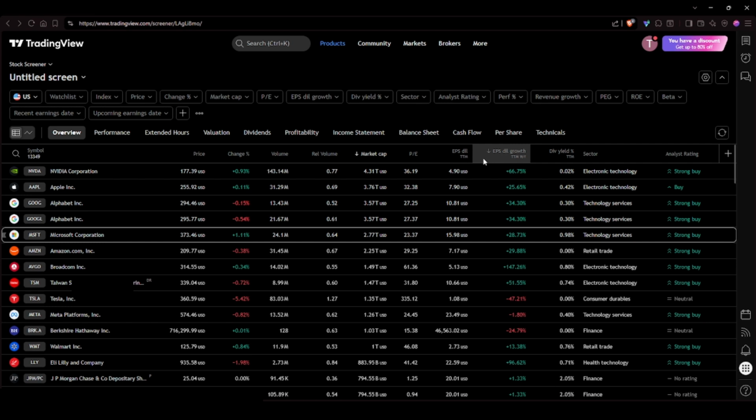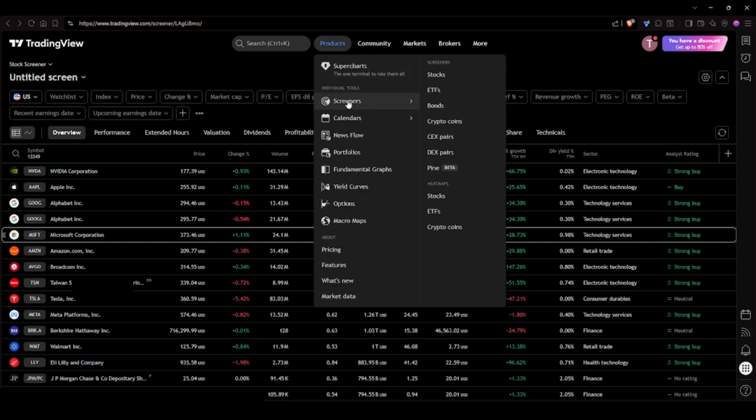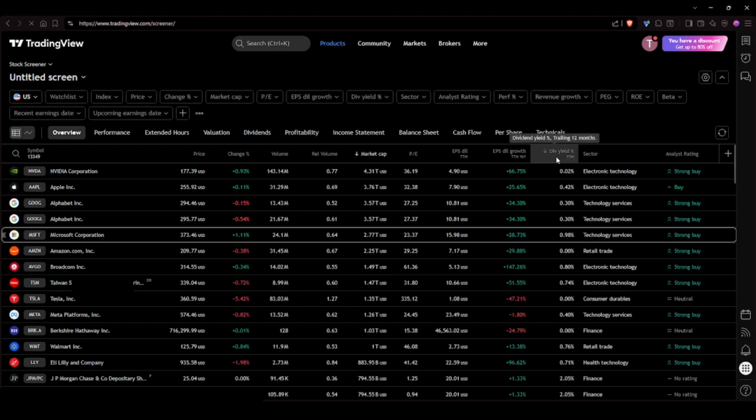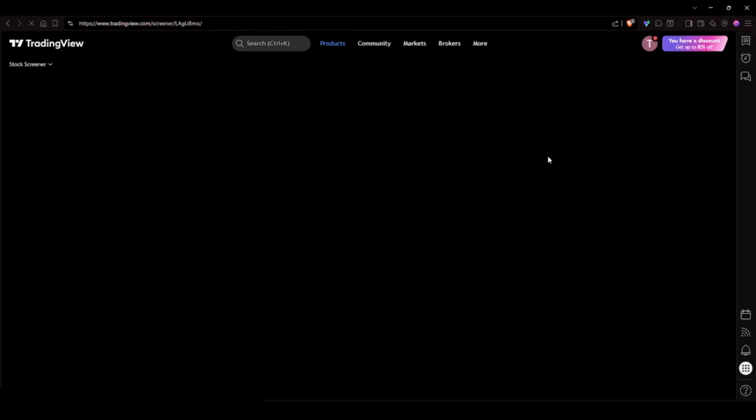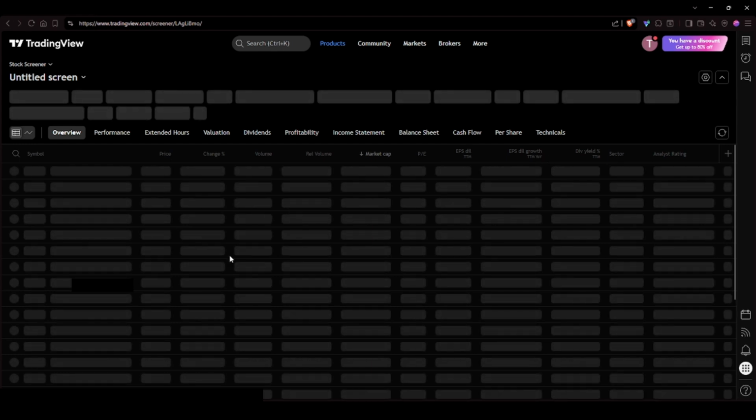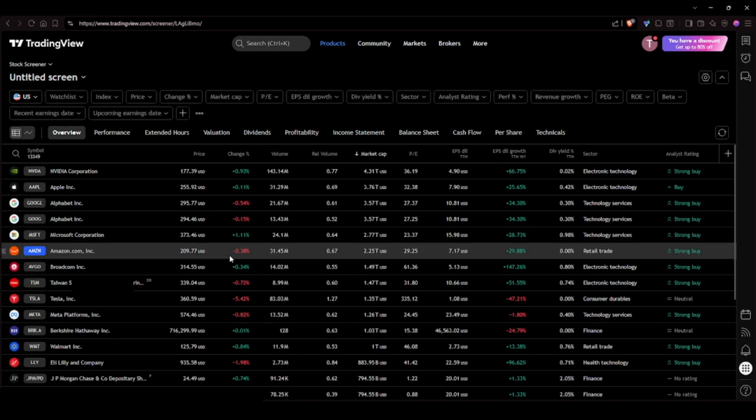Once you are on the main dashboard, look for the Screeners tab located on the lower part of the screen. Clicking on it will take you to the Stock Screener interface. Here, you can select your preferred market, such as stocks from the US or international markets. After choosing your market, you will see a default list of stocks that you can customize based on your preferences.